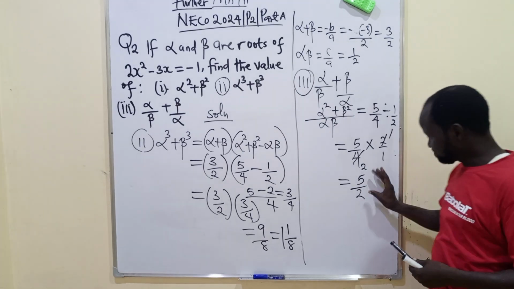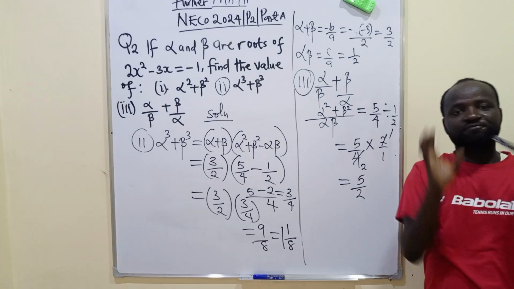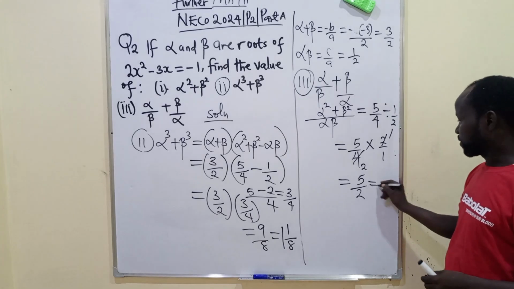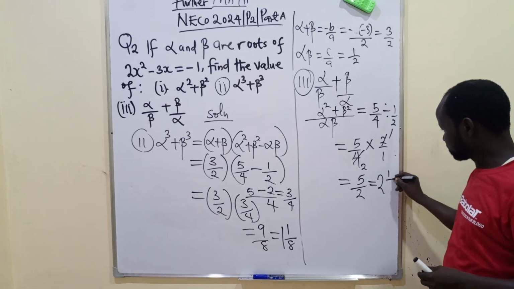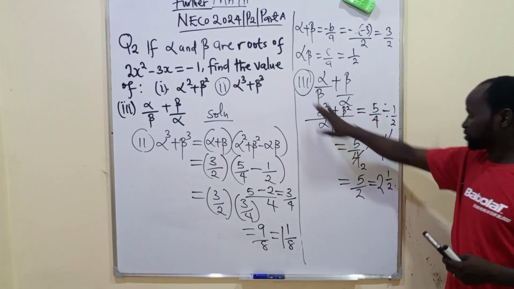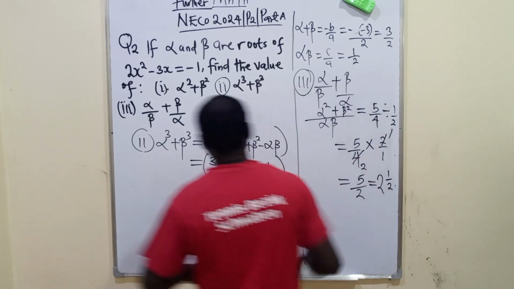Again, this is an improper fraction. We have to leave our answer as either a mixed fraction or proper fraction. So we can say 2 into 5, it will enter 2, remainder 1 divided by 2. So the answer to this Roman numeral 3 is 2 and a half. So this is the solution to this question.